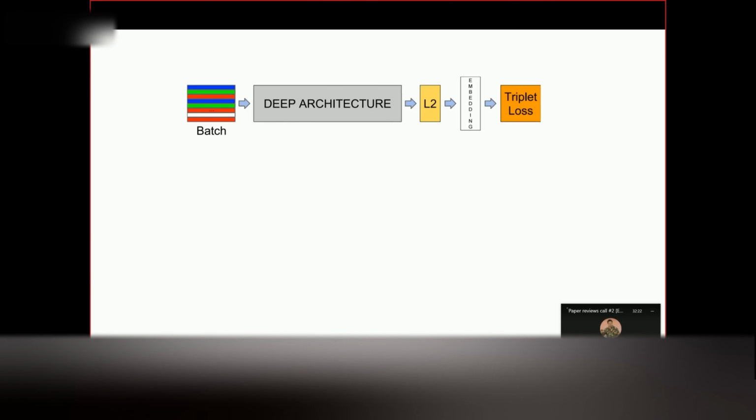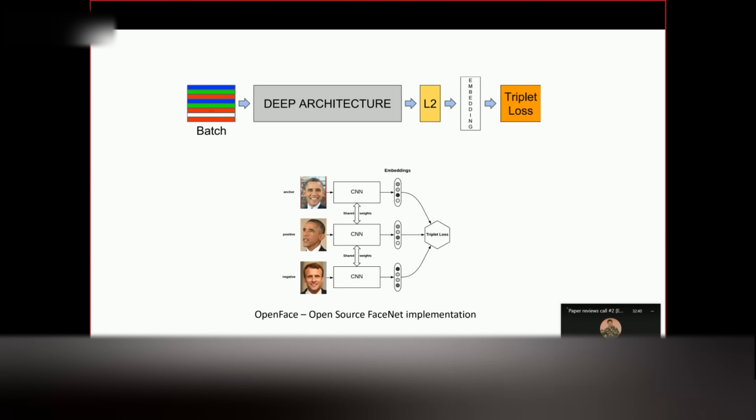So the CNN architecture: we have our batch coming in, we have a deep architecture. I'll talk about that in a little bit. We do an L2 normalization. This is done to put it on the hypersphere. And then we get the embeddings and we send it into triplet loss. So it looks like this.